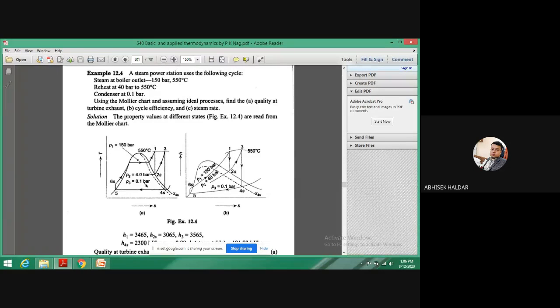Now here, as we have reheat at 40 bar to 550 degrees Celsius, what does it mean? Reheat at 40 bar means there will be two types of turbines over here. One single reheat is mentioned in the problem, at 40 bar. So initially it was 150 bar.